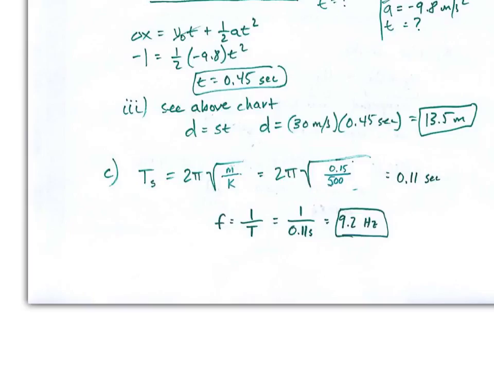So we plug in our values. We know the mass is 0.15 kilograms. We know the spring constant is 500 newtons per meter. And we get a period or a time of 0.11 seconds. So that's how long it takes for this spring to oscillate up and down one time. So we know that frequency is the inverse of the period. So 1 over 0.11 seconds gives us a frequency of 9.2 hertz.